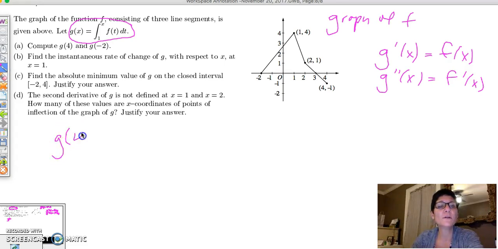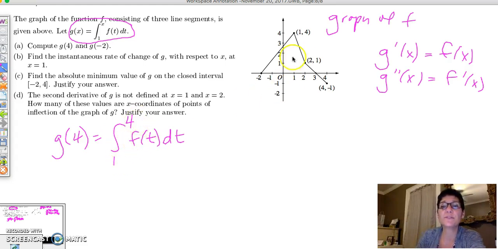G of 4, okay, that's because x is now 4, is equal to the area under the curve from 1 to 4 of f of t dt. So that is how it is defined. It's basically saying on this particular antiderivative that we speak of, if you want to find out what the value of g of 4 is, which is our original function, you have to find the area under the curve from 1 to 4 of f of t dt.